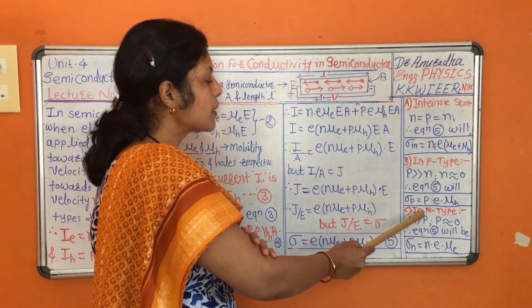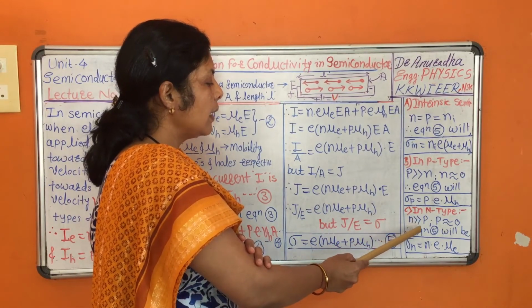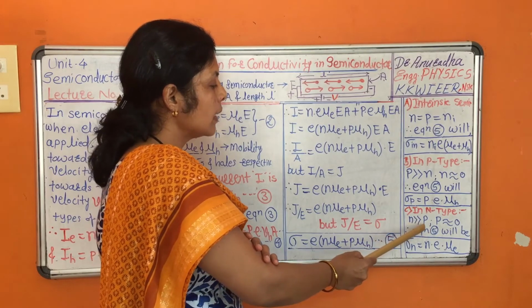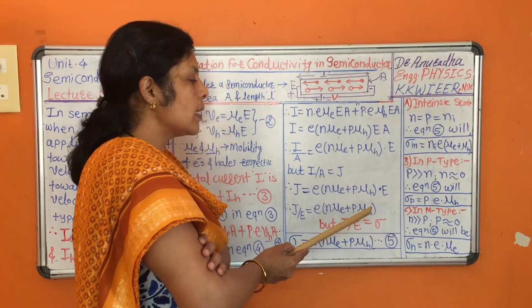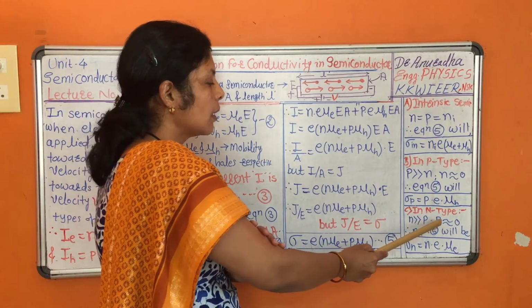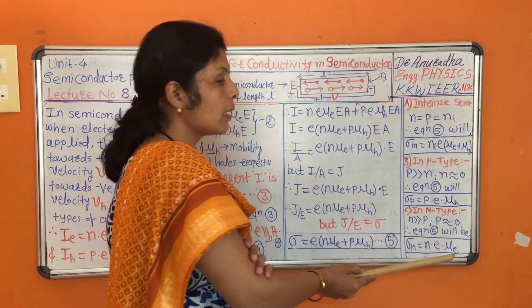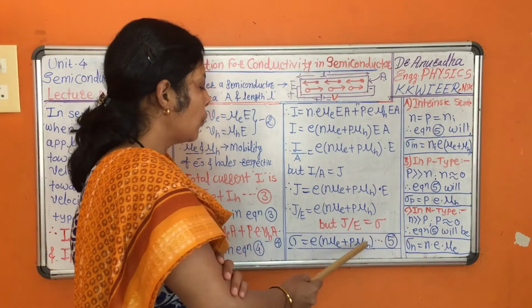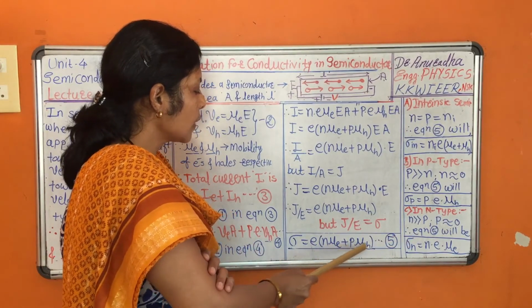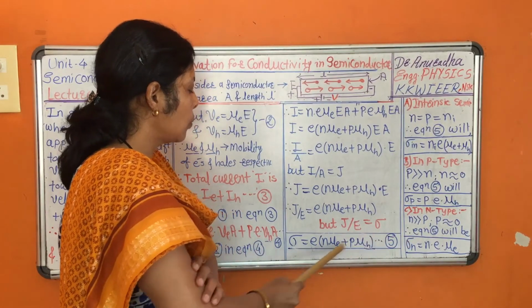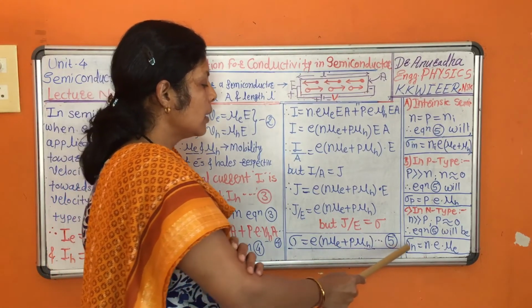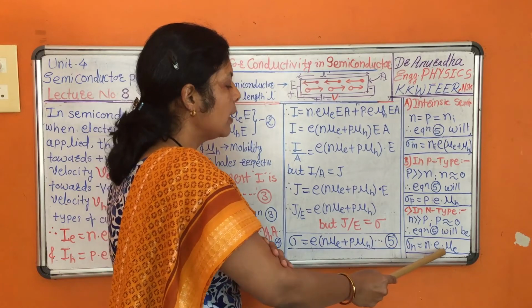Similarly, in n-type semiconductor, n is very much greater than p, meaning electron density is very much greater than hole density, and hence the p factor here is nearly equal to 0. So equation 5 becomes, with this term being 0, sigma is equal to n e mu_e. So sigma n is equal to n e mu_e.